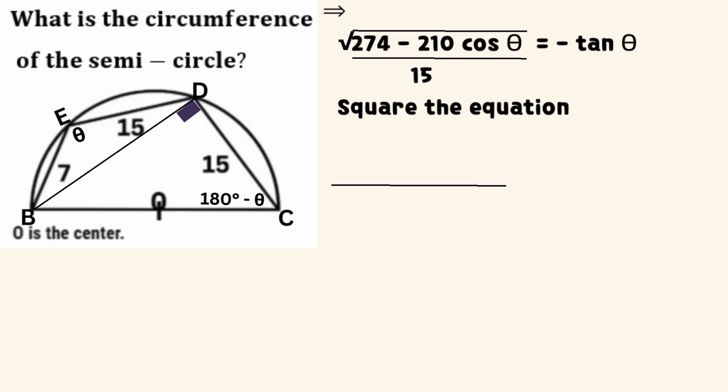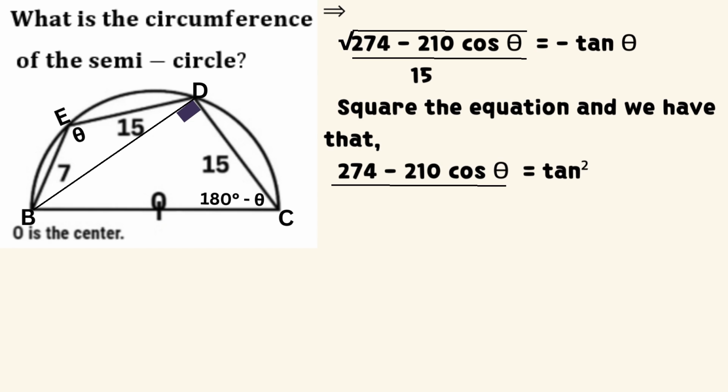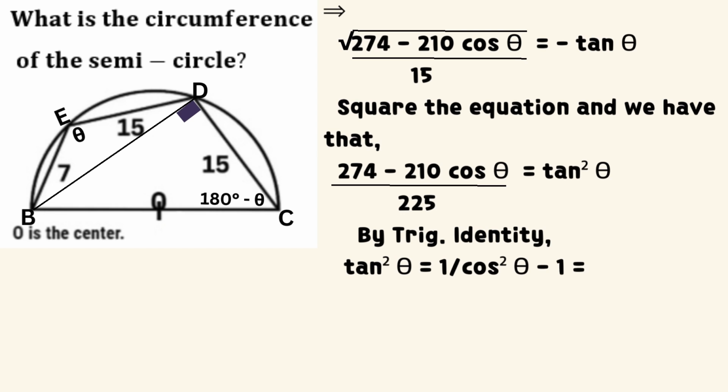The square root of 274 minus 210 times cosine theta, all divided by 15, equals negative tan theta. Square the equation and we have that 274 minus 210 times cosine theta, all divided by 225, equals the square of tan theta. By trigonometric identity, the square of tan theta equals 1 minus the square of cosine theta, all divided by the square of cosine theta.